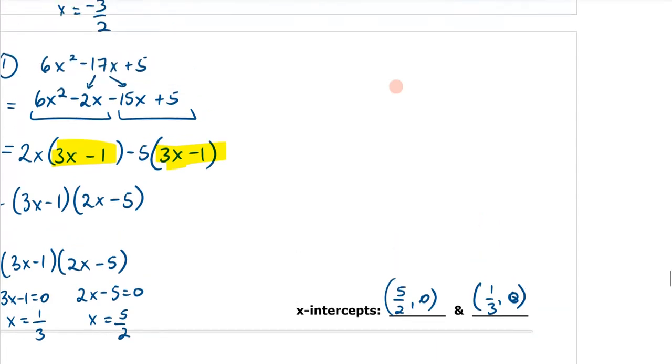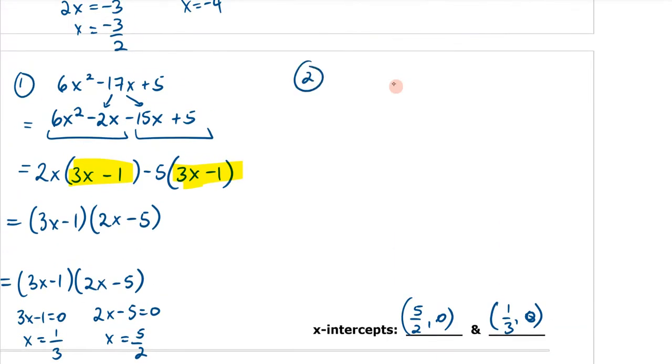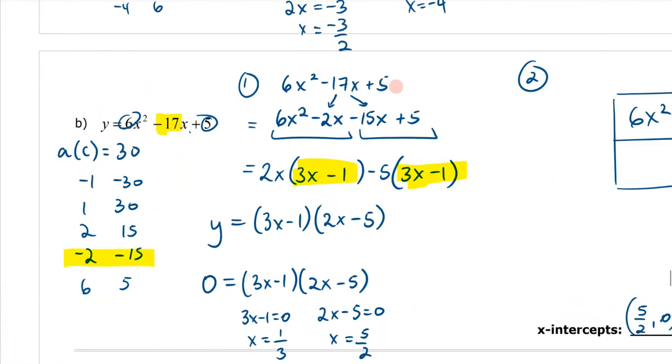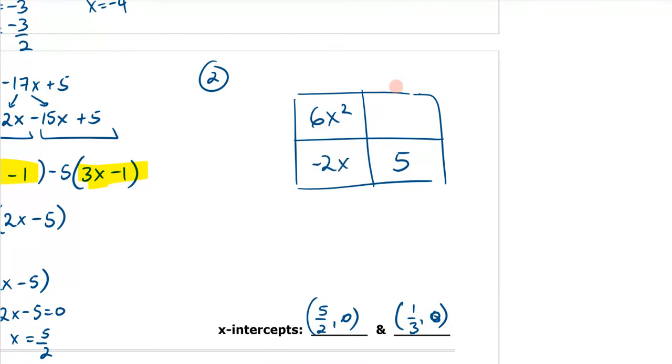Okay. If you're interested in using the box method for this one, draw your box. Write out your x squared term, so 6x squared in the top left, the c term on the bottom right, and remember the other two things we found were the two factors, negative 2 and negative 15, so minus 2x and minus 15x. Now it shouldn't matter where you write these terms. If I wanted to, I could write them like this, so minus 15x down here and minus 2x. What's important is to keep the 6x squared on the top left and the 5 on the bottom right.